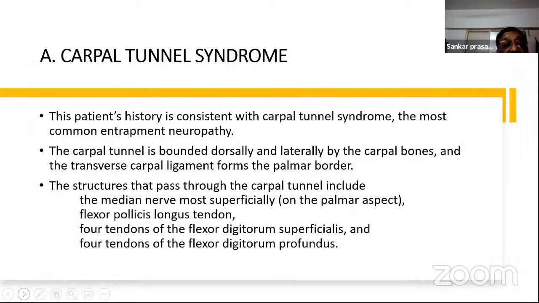Then let's talk a bit about CTS. CTS is a very common thing which we all see. It's the most common entrapment neuropathy. The carpal tunnel is bounded dorsally and laterally by the carpal bones, and the transverse carpal ligament forms the palmar border. What are the structures that pass through the carpal tunnel?